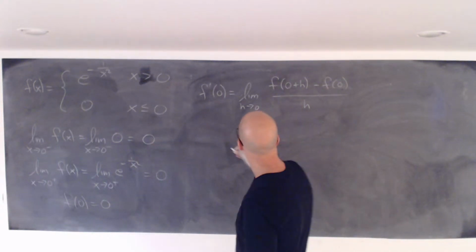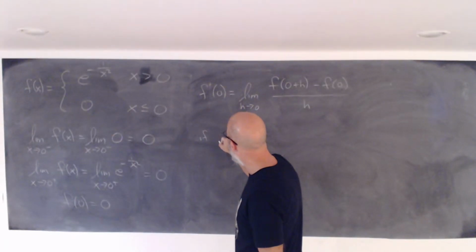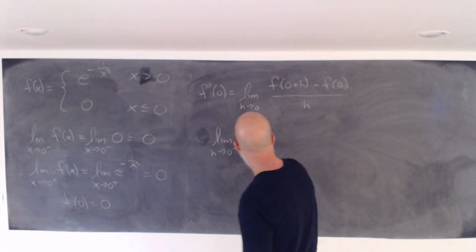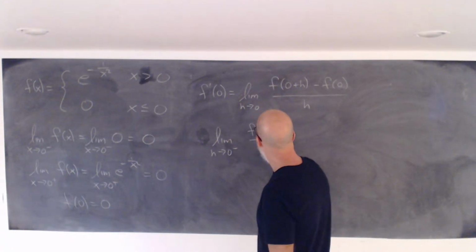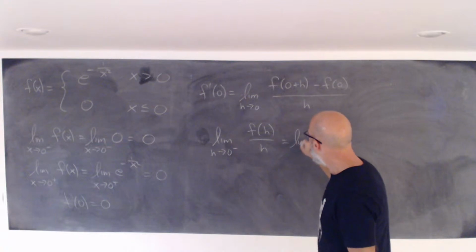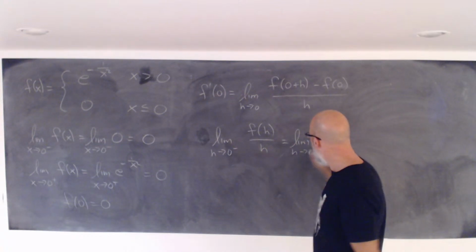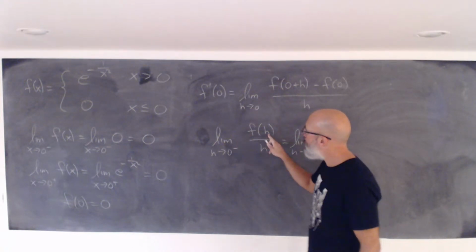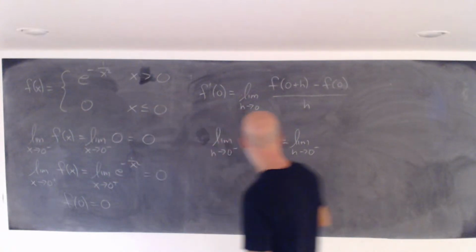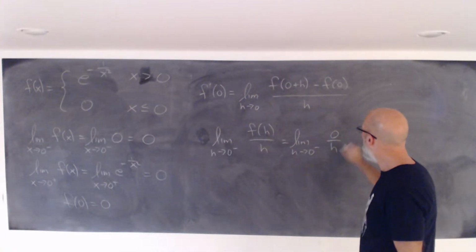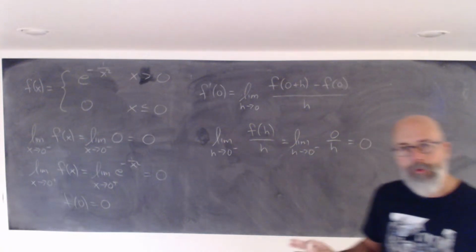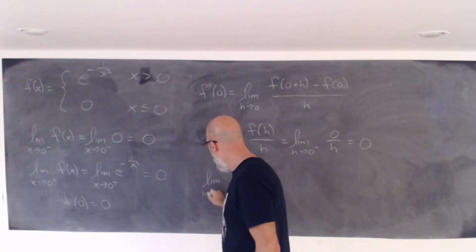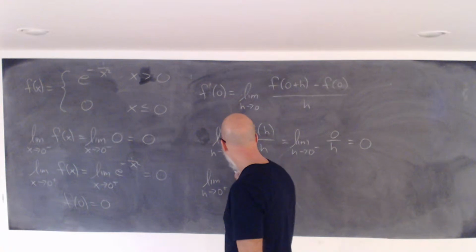If h is less than 0, so let's calculate the limit as h goes to 0 from the left. For negative values of h, the function is 0. So that limit is 0. So if the derivative exists, it has to be 0. But we still need to make sure that this limit exists.